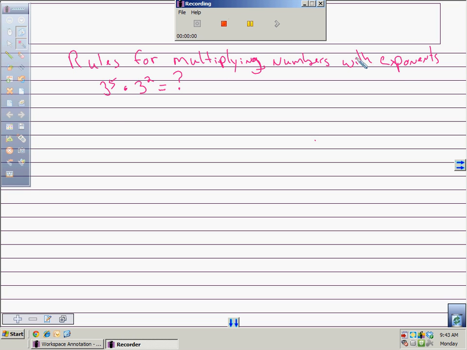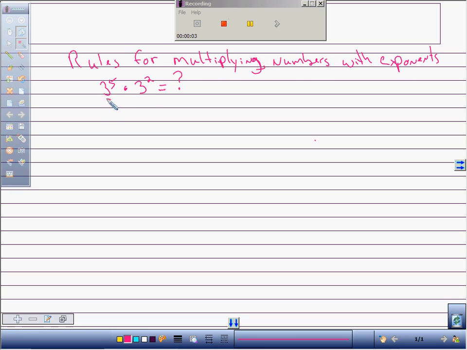These are the rules for multiplying numbers with exponents. This number down here is called the base, if you remember, I talked about this before. There's a rule if the number down here is the same. This only works when the base is the same. Does anyone know offhand what the answer to this problem is? 3 to the 7. How do you know that? Because you multiply the two numbers and then add the exponents.